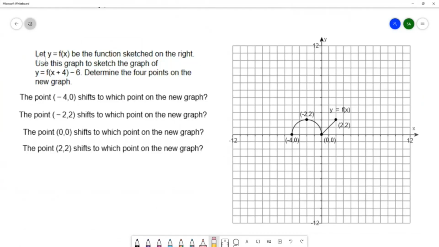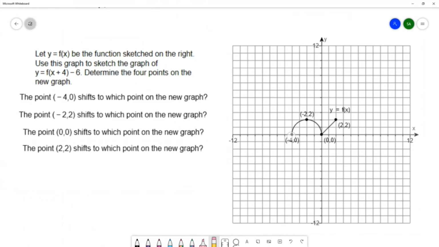In this question, it says, let y equals f of x be the function sketched on the right. Use the graph to sketch the graph of y equals f of x plus 4 minus 6. Determine the 4 points on the new graph. So we're given this picture over here, and this picture is labeled as f of x. And our goal is to graph this new function f of x plus 4 minus 6. And we've been given a few questions to kind of help us sketch this new graph.